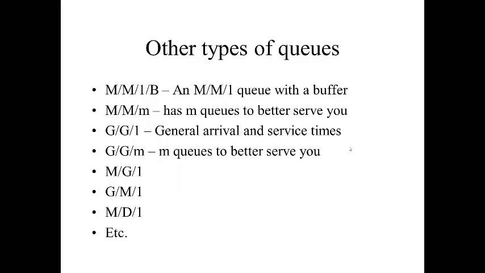There are other types of queues. M/M/1/B is an M/M/1 queue with some buffer to hold excess requests. M/M/m basically will have m queues instead of a single queue. G's are general arrival and service times, which you can't make as many calculations with, but they're pretty good.